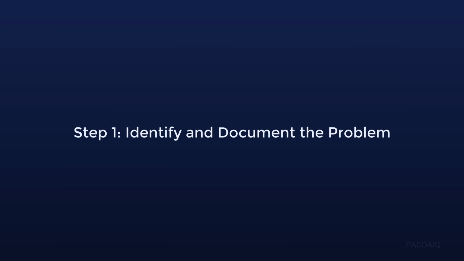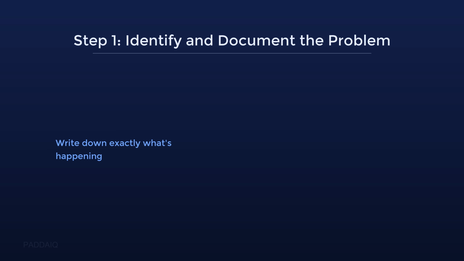Step 1. Identify and document the problem. Write down exactly what's happening. This means documenting the specific symptoms, error messages, and conditions when a problem occurs. For example, if an application fails to load, you would note the exact time, the error code displayed, and the user's action just before the failure. This precise documentation is the essential first step for effective troubleshooting.